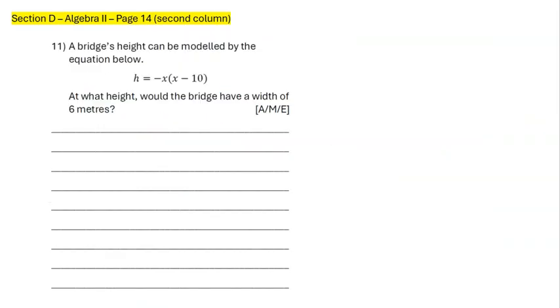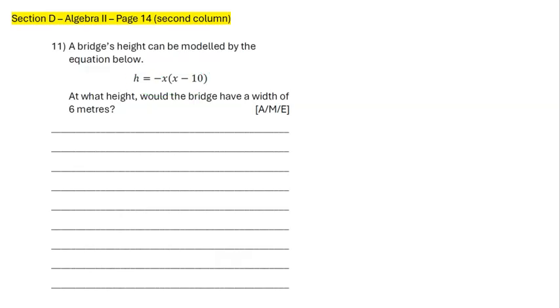We're now on to the very final question of this exam, question number 11. It's an excellence question here. Basically, a bridge's height can be modeled by this equation here. At what height would the bridge have a width of 6 meters? So this one's going to be pretty rough. But the trick here was to actually draw the parabola.